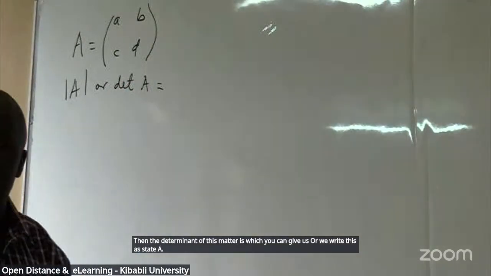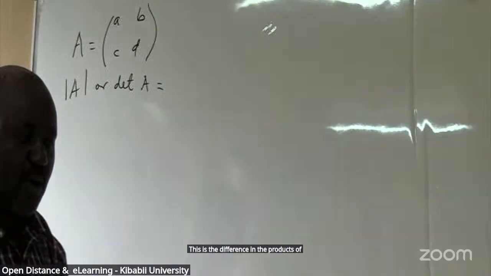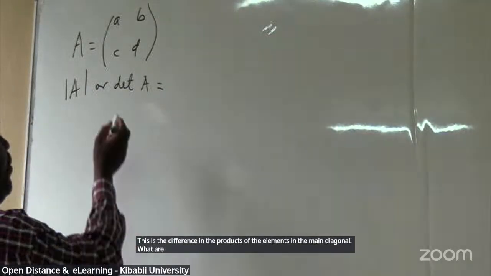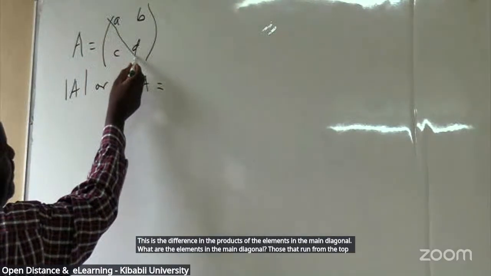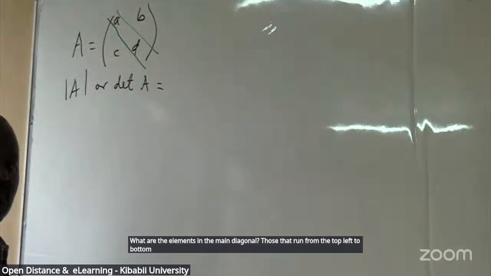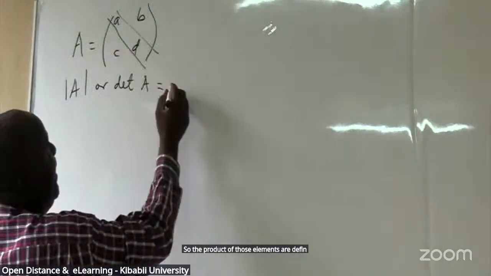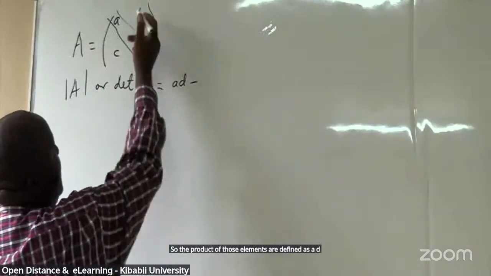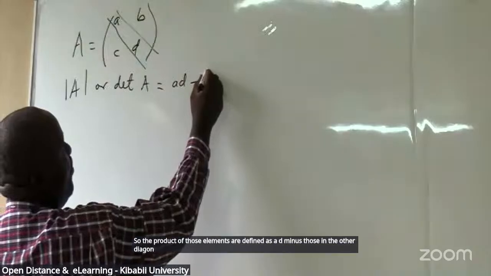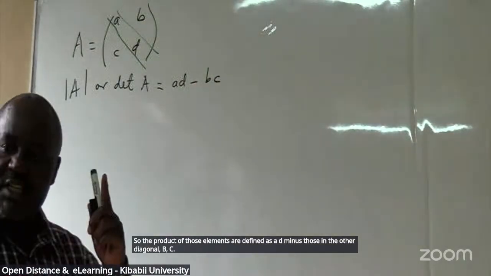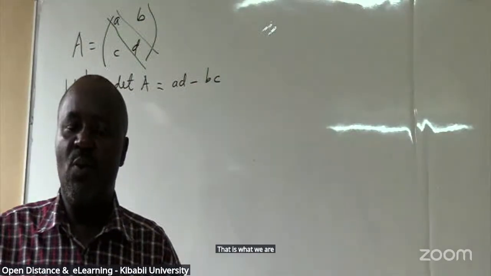This is the difference in products of the elements in the main diagonal. What are the elements in the main diagonal? Those that run from the top left to bottom right. So the product of those elements is defined as AD minus those in the other diagonal, BC. That is what we are saying for a 2 by 2 matrix.